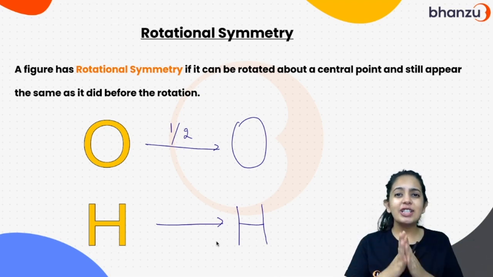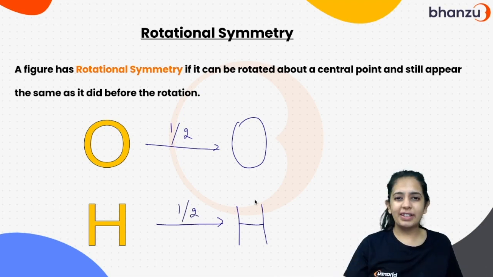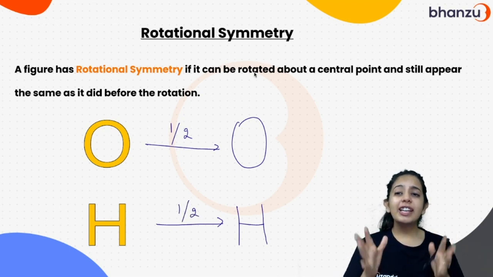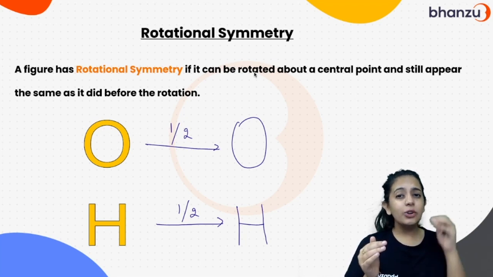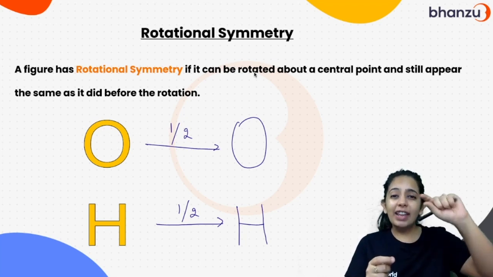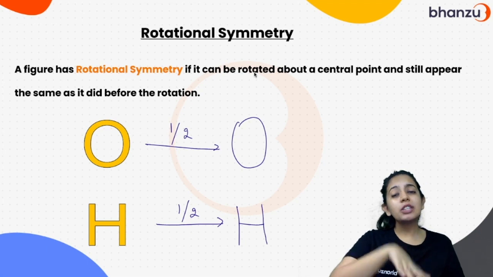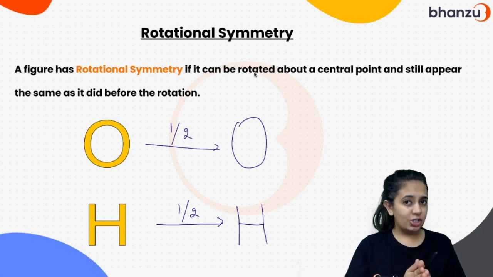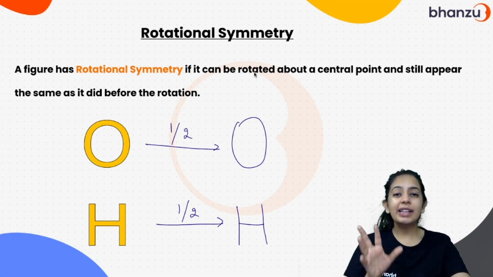By what rotation is it going to look the same? Yes, it is going to look the same if you rotate it by a half turn. And this, my dear, is called rotational symmetry. A figure only has rotational symmetry if and only if, when it is rotated, it still looks the same as it did before the rotation. But make sure the rotation is less than one complete turn.